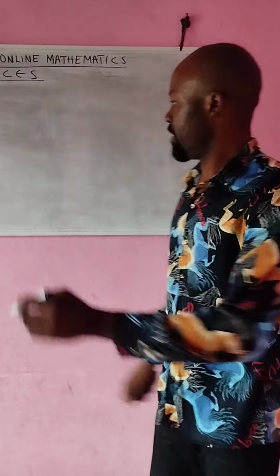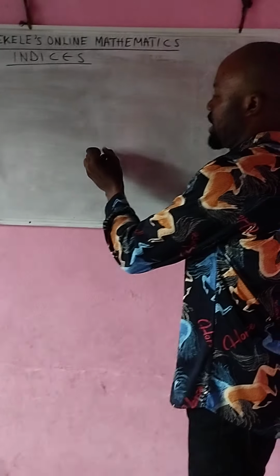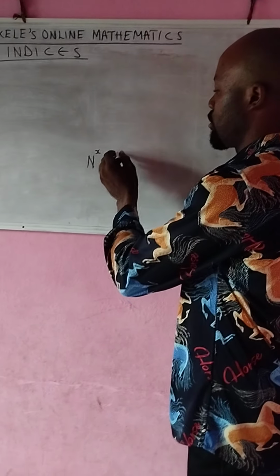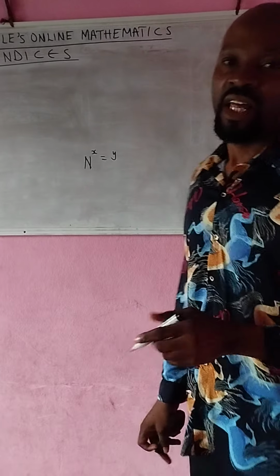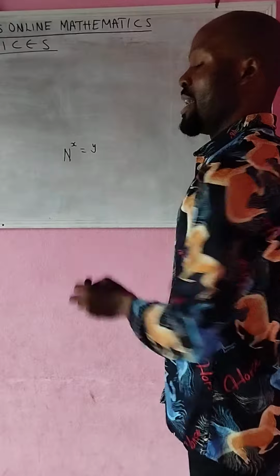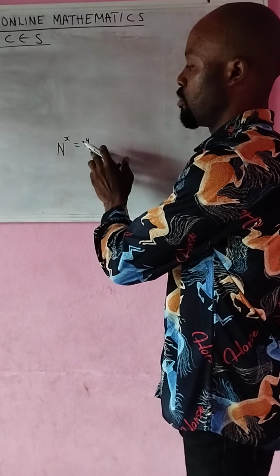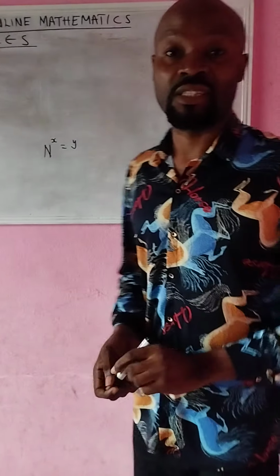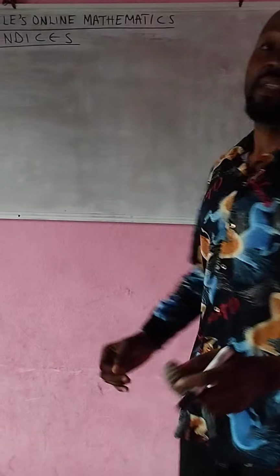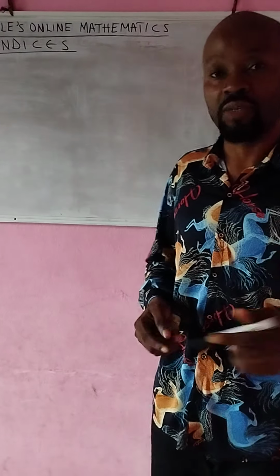The index of a number n to a particular exponent x is the number of times x will multiply n to give y. I repeat, the index x of a number n is the number of times x will multiply n to give y. Now, this is a simple mathematical definition of indices. Indices has certain laws. We are going to use the laws to solve problems.